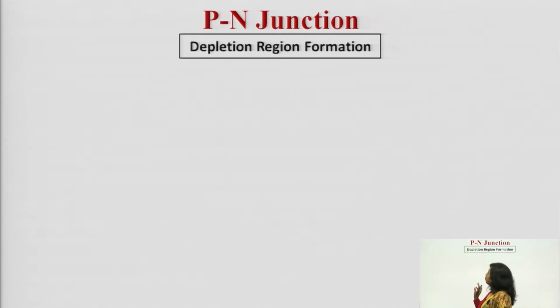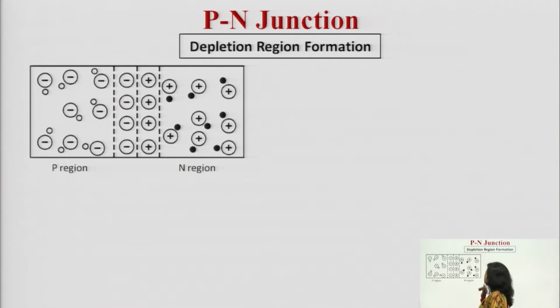Now, what is depletion region formation? You are going to hear this term a number of times. You may get a question in your university examination: what is this depletion region, what is this depletion layer, and how is it formed? See, when we are talking about a PN junction, when the P-type semiconductor is joined with the N, this is the junction. Now, what is going to happen?